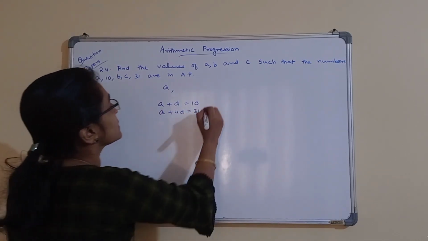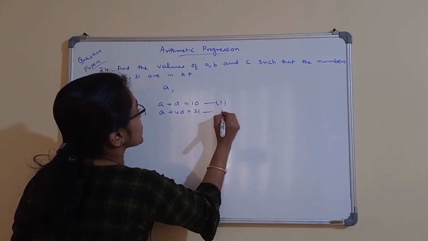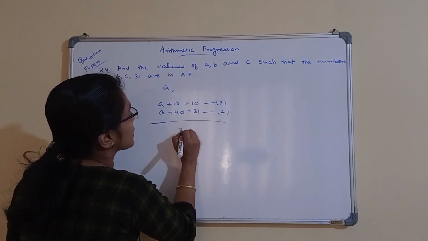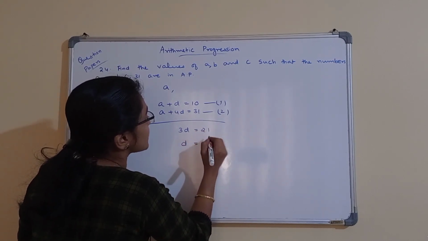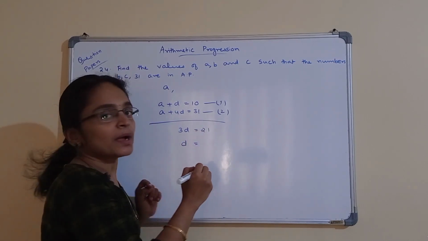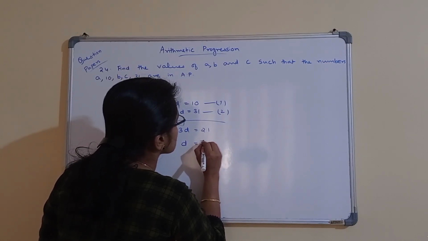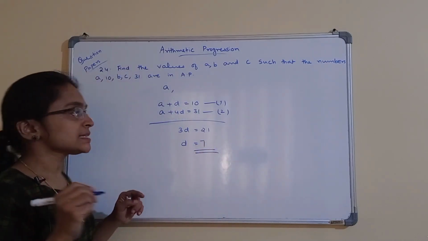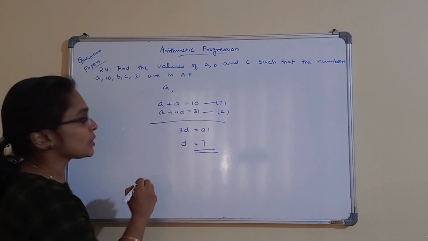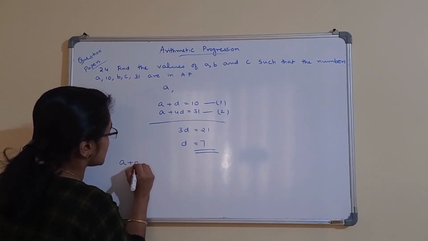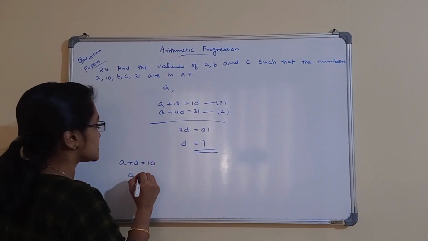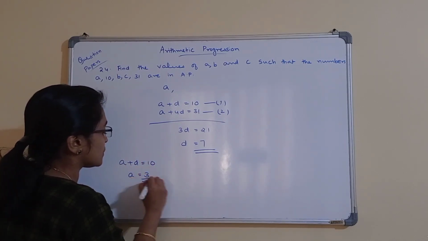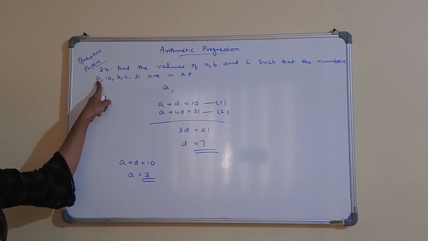Now, subtracting equation 1 from equation 2, we will get 3d equal to 21. So, what is d here? d here is 21 by 3, which is equal to 7. So, we got d as 7. And a plus d equal to 10 means a equal to 10 minus d, that is 10 minus 7, which is equal to 3. So we got the value of a as 3.